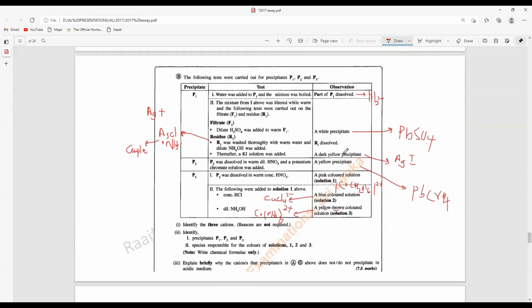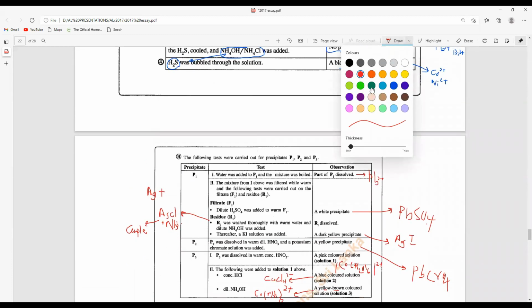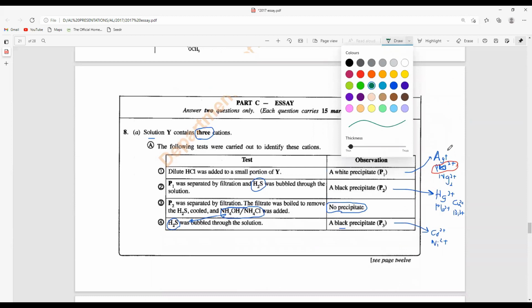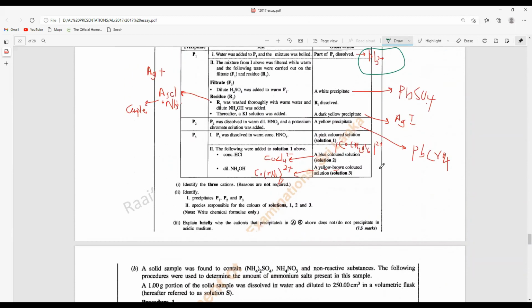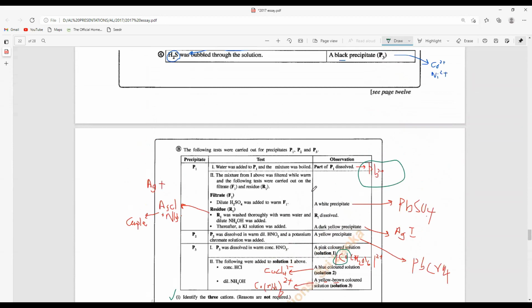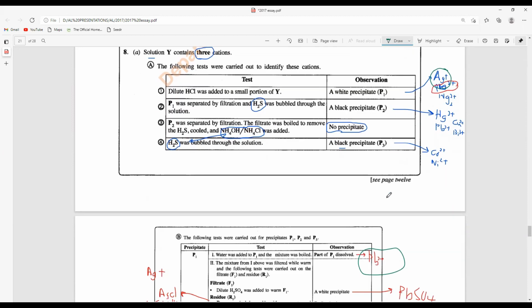Reasons are not required, although we have discussed the reasons. They don't expect you to write down all the reasons. So we have in this one Ag+, Pb2+, and also what is the other one? It is cobalt. So those are the 3 cations. Precipitate P1, P2, P3. So basically precipitate P1 is AgCl, PbCl2, and precipitate 2 is PbS, and finally this is cobalt sulfide, CoS.